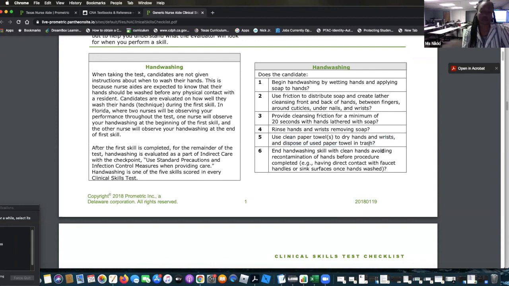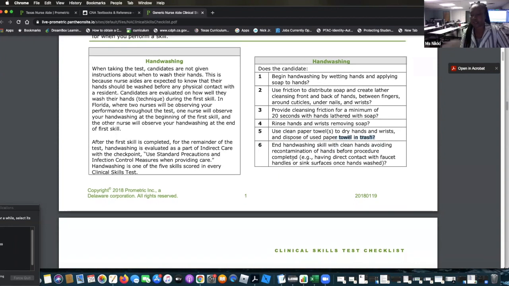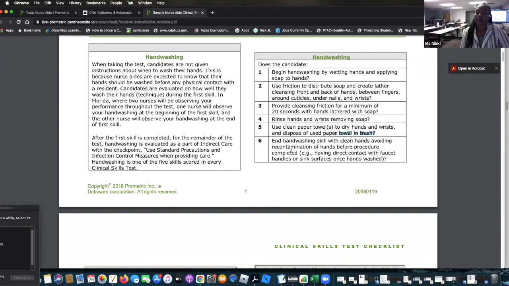Saying that, let's say you dried your hands with a clean paper towel, but you left it right on the counter. Man, can't get that one either. Can't get that checkpoint. Did you end the hand washing with clean hands, avoiding recontamination of hands before the procedure is completed? Meaning, did you touch the sink? Look, you're not supposed to be touching the sink, the faucet, the knobs, anything with your bare hands.